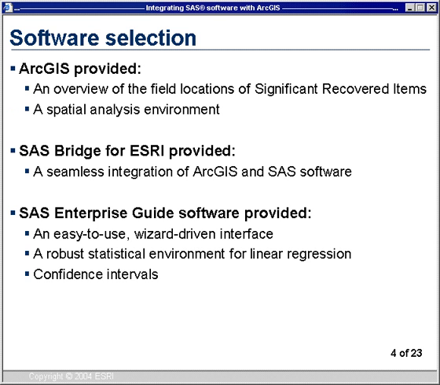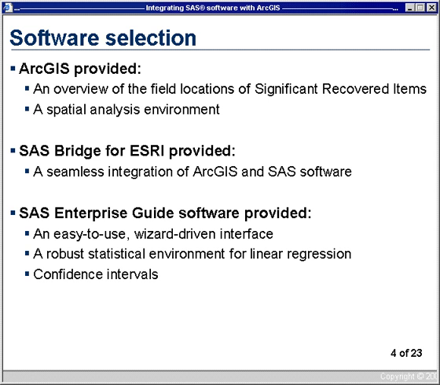The software we used was ArcGIS. We used ArcGIS to map the significant recovered items and get an overview of where they were located in the field. It also provided us with the spatial analysis environment and allowed us to remove some initial outliers. The SAS Bridge for ESRI was used to provide a seamless integration between ArcGIS and the SAS software. It was specifically used to transfer the data from one environment to another.